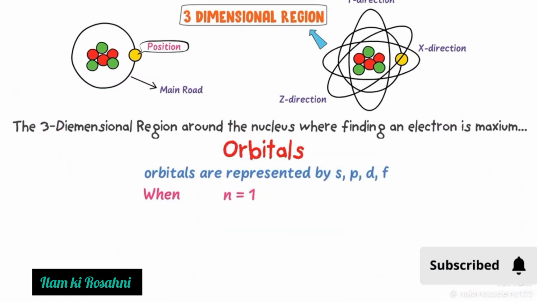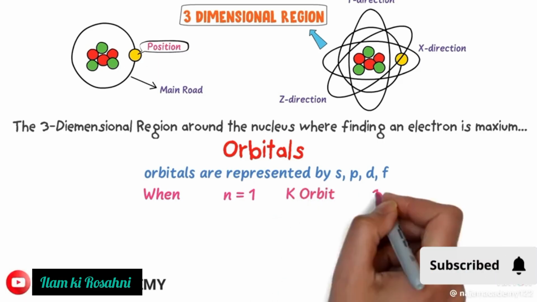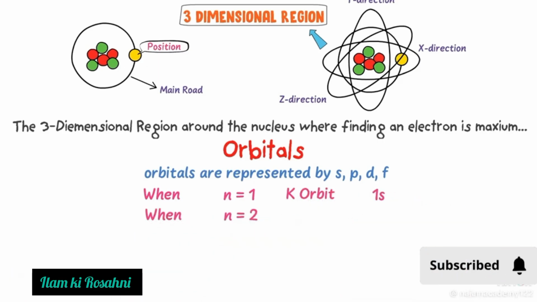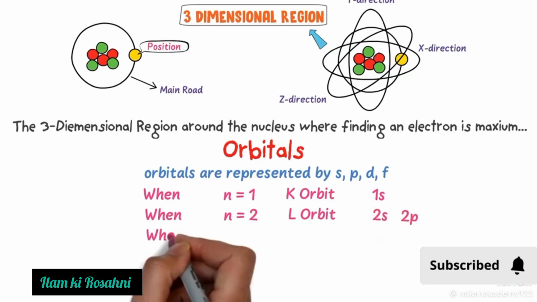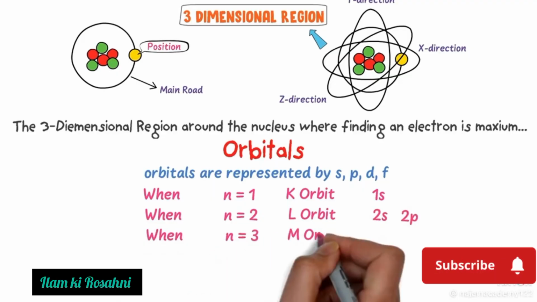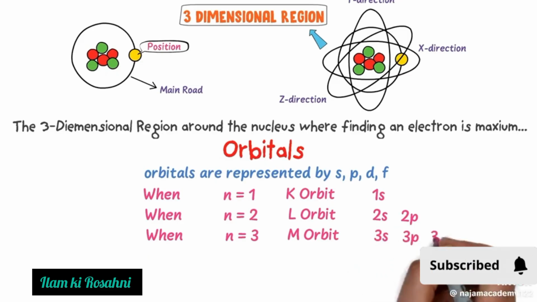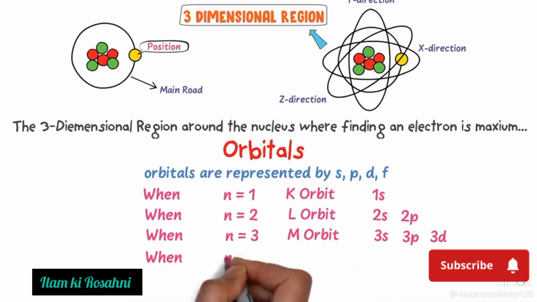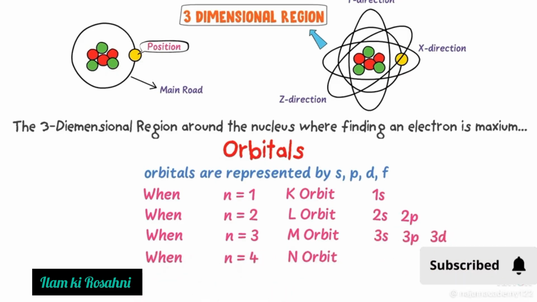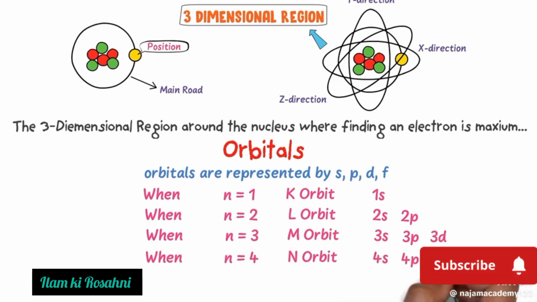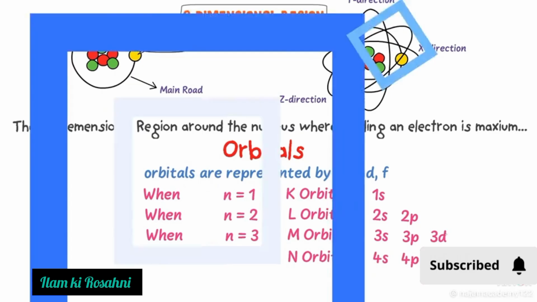When n is equal to 1, it is K orbit and it has one orbital, 1s. When n is equal to 2, it is L orbit and it has two orbitals, 2s and 2p. When n is equal to 3, it is M orbit and it has three orbitals, 3s, 3p and 3d. When n is equal to 4, it is N orbit and it has four orbitals, 4s, 4p, 4d and 4f.